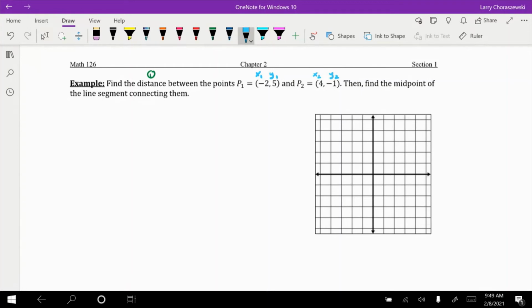And we do have a coordinate plane, so if you wanted to, you could go ahead and plot these points right now, which might not be a bad idea. The first point is -2, 5. Okay, that's P1. Next point is 4, -1. That's P2. And our answer to this first part will give us the exact length of that little green line segment.